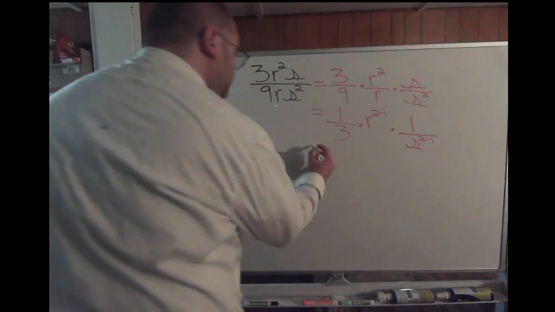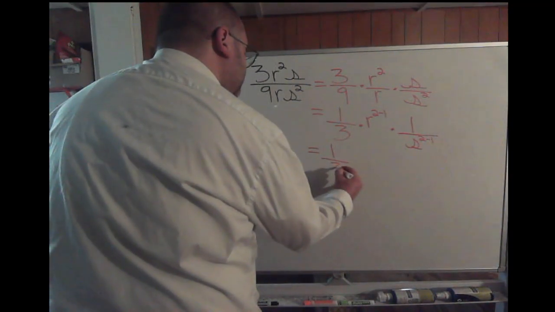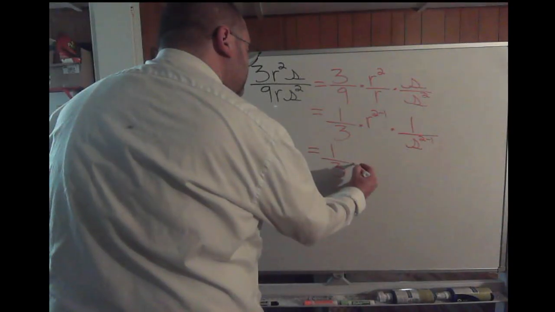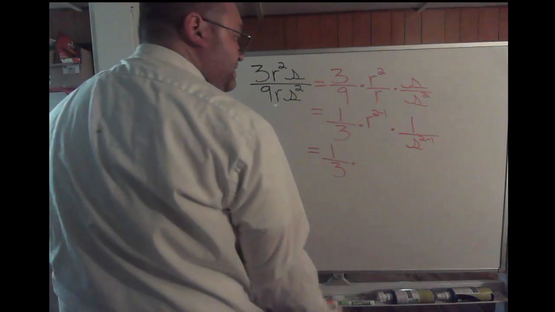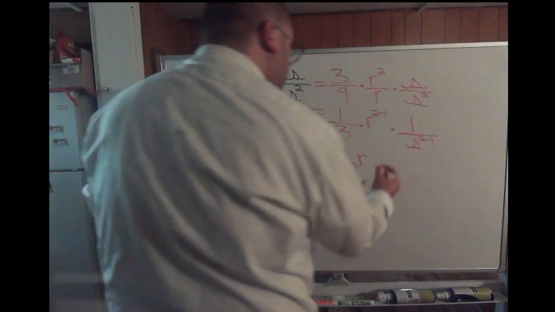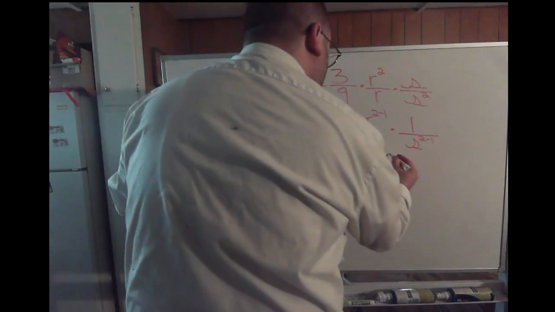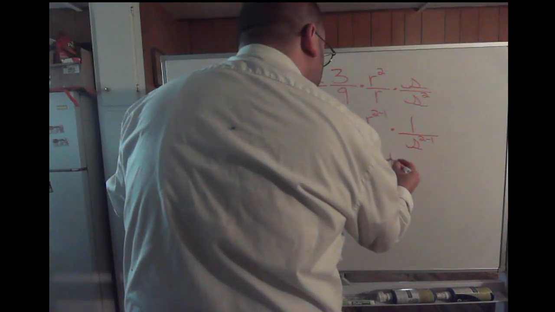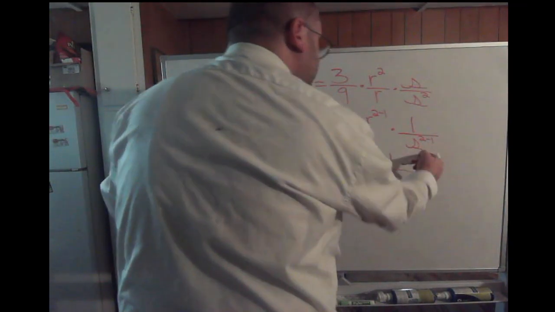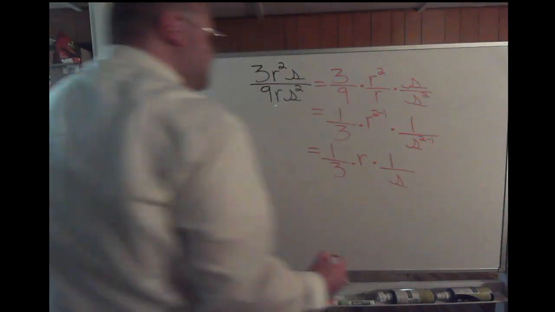So let's go ahead and simplify this further. You'll still have 1/3 for your constant, that hasn't changed, times r to the 2 minus 1, that'd just be r to the 1st, or just simply r, times, you have 1 in your numerator, but over s to the 2 minus 1, that'd be s to the 1st, or just simply s.